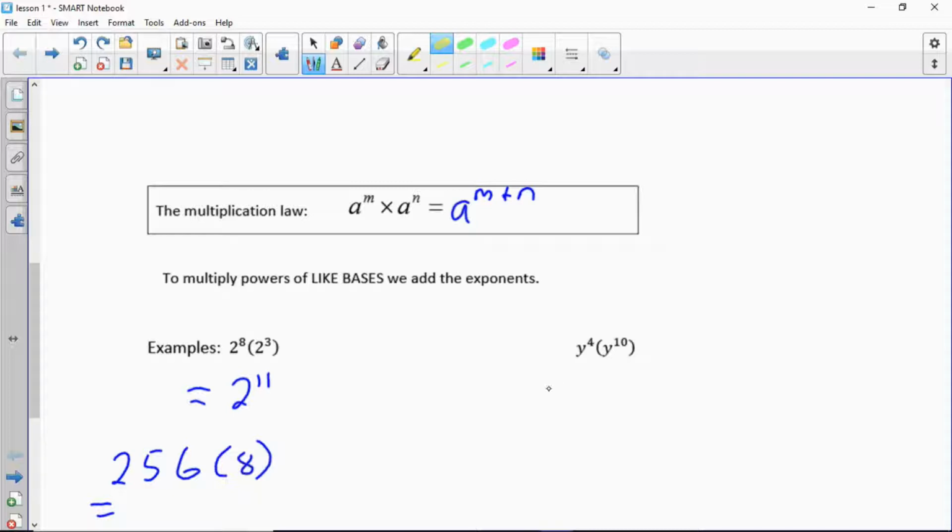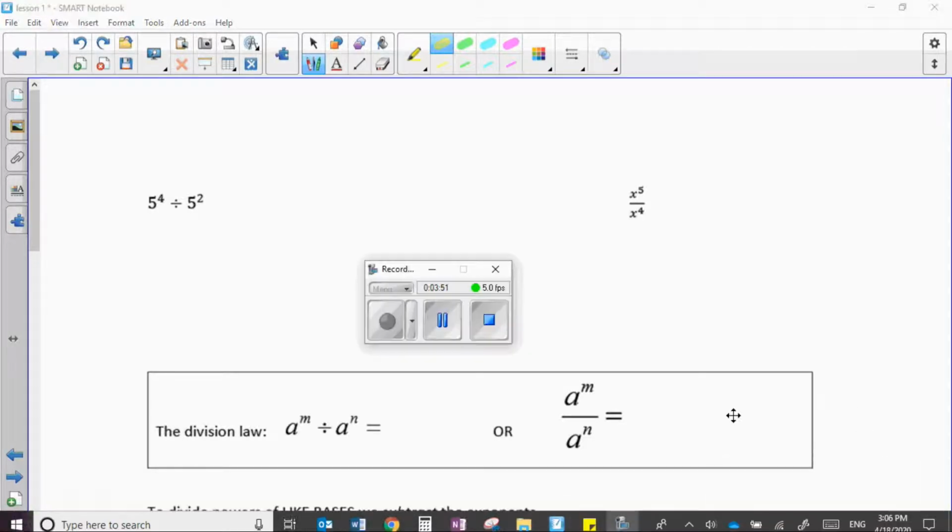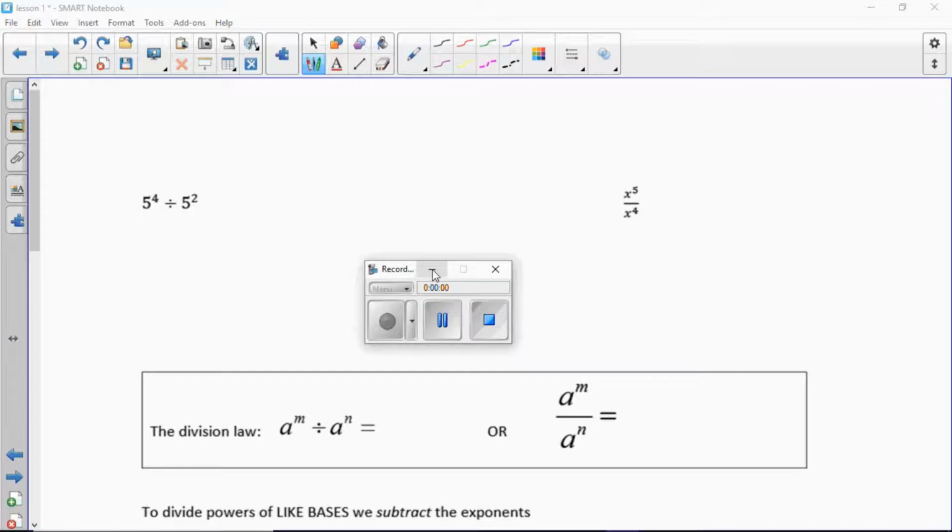But that doesn't work when you're dealing with algebraic statements. So y to the power of 4 times y to the power of 10 is y to the power of 14. There's no way to figure that out using your calculator. Okay, let's move on to the next rule, which will involve division of powers.